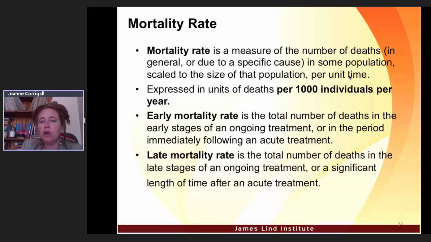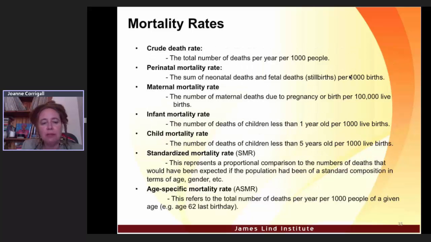All right, then there's a whole number of different mortality rates. I won't go through each one in turn. You can have a look at them, but I just wanted to pull out a few and make a few comments.